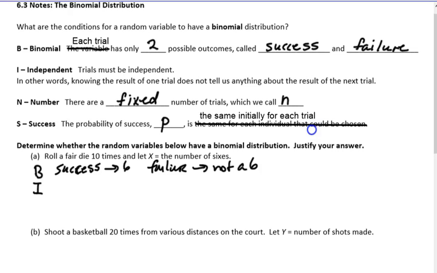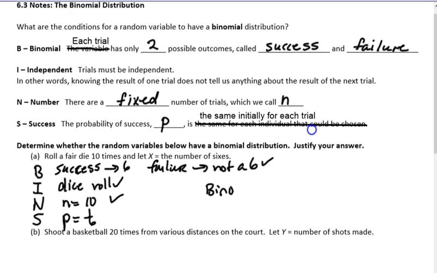Independent. It's a dice roll, so yes, it's independent. N, the number of trials: we said we're going to roll it 10 times, so n equals 10, a fixed number. And the last one is S, the probability of success is the same. We have p equal to 1/6 chance of getting a 6 every single time. So this is a binomial distribution, binomial with n equal 10 and p equal 1/6.